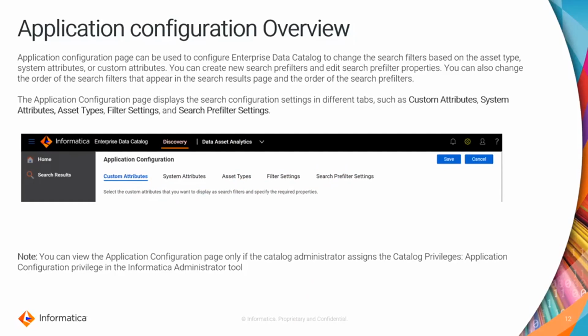You can view the application configuration page only if the catalog administrator assigns the application configuration privilege in the Informatica Administrator tool.